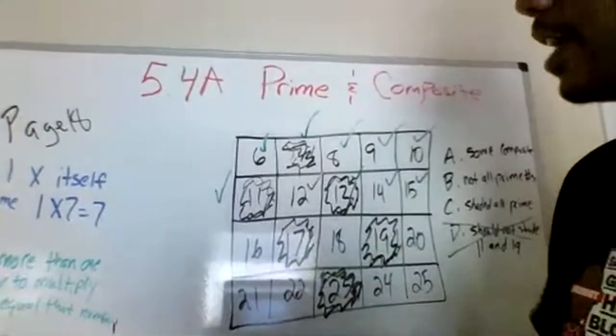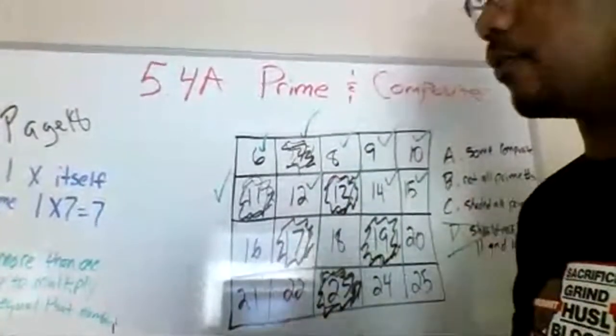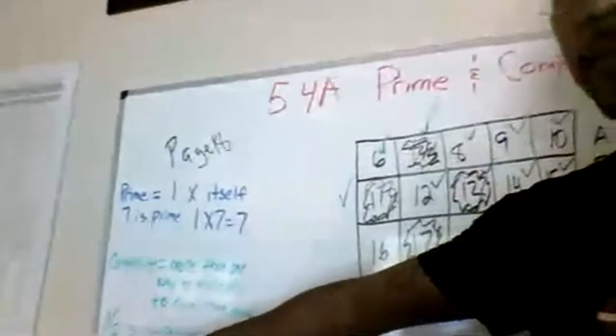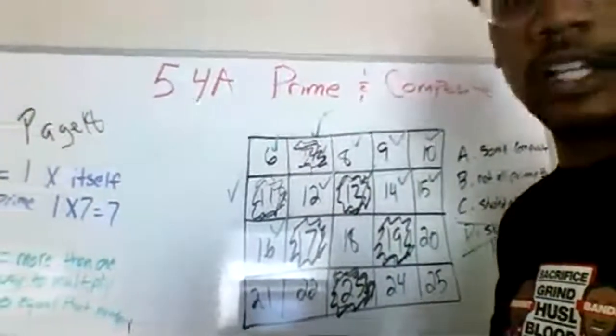All right. 16. 1 times 16, 2 times 8, 4 times 4. Again, 16 is composite. Good. 17 is prime. You only have 1 times 17.